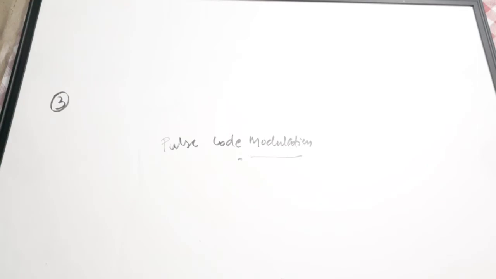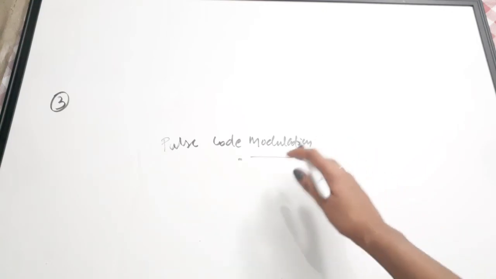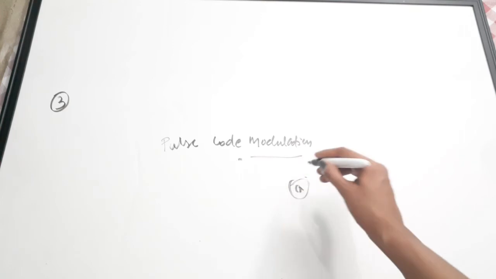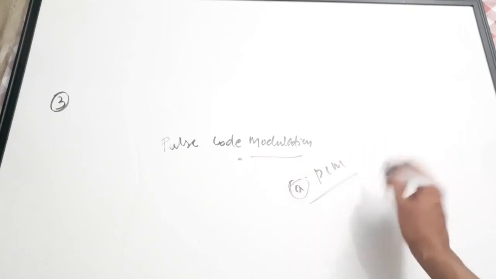Then FDM is frequency division multiplexing. Then D is PPM, pulse position modulation. It is again an analog modulation technique, not a digital one. So in digital modulation techniques only you can find quantization noise, which is only option A here, PCM. Okay, correct answer is option A, which is PCM.